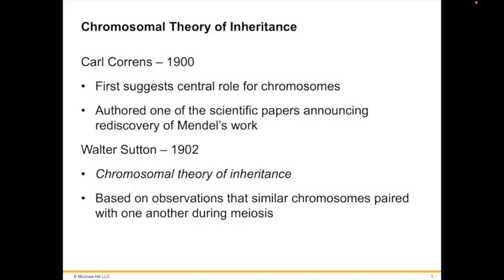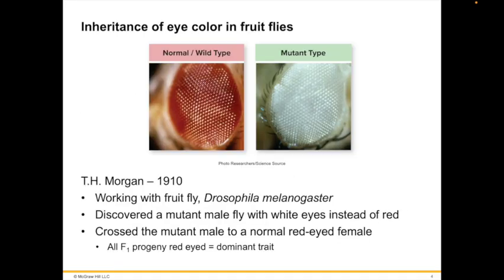In 1910, Thomas Hunt Morgan, studying the fruit fly Drosophila melanogaster, discovered a mutant male fly with white eyes instead of red. You can see that here in Figure 13.1. Morgan immediately set out to determine whether this new trait would show Mendelian inheritance. He crossed the mutant male to a normal red-eyed female to produce an F1 with all red eyes, leading Morgan to conclude that red eye color was dominant over white.